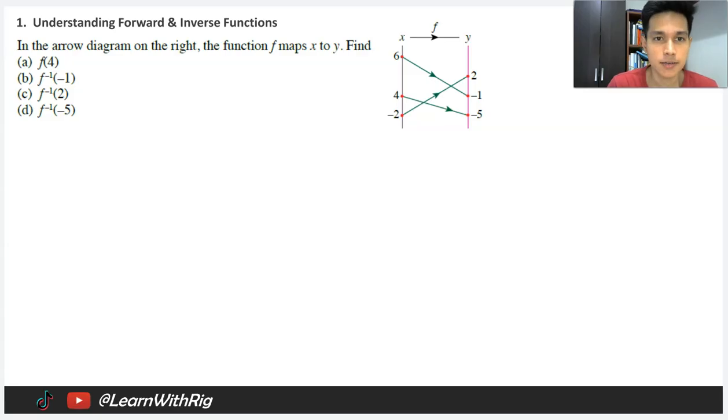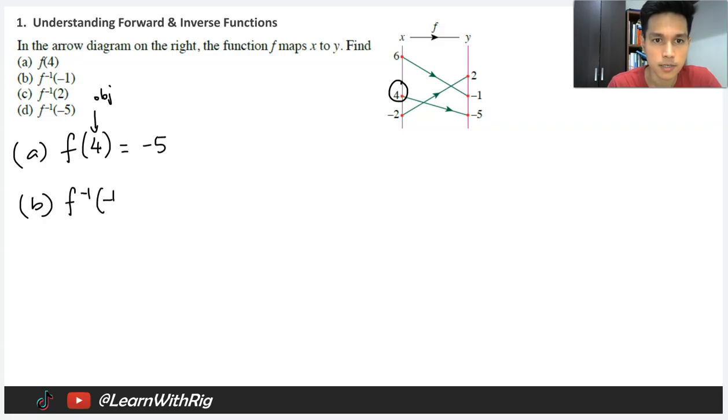So question 1. In the arrow diagram on the right, the function f maps x to y. So here is all x, the one on the left is all x, and then the one on the right is all y. So they ask you to find what? Find f(4). So number 1, A, f(4). So this is the forward function, so you just have to follow the flow of f. So this is what? The object. So when object is 4, what do I get? My image is -5.